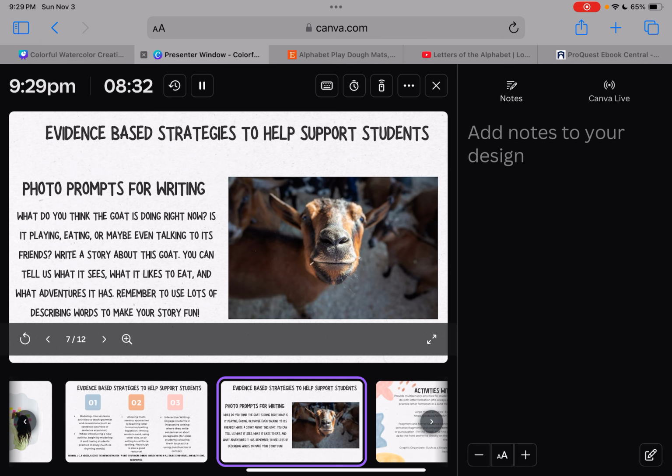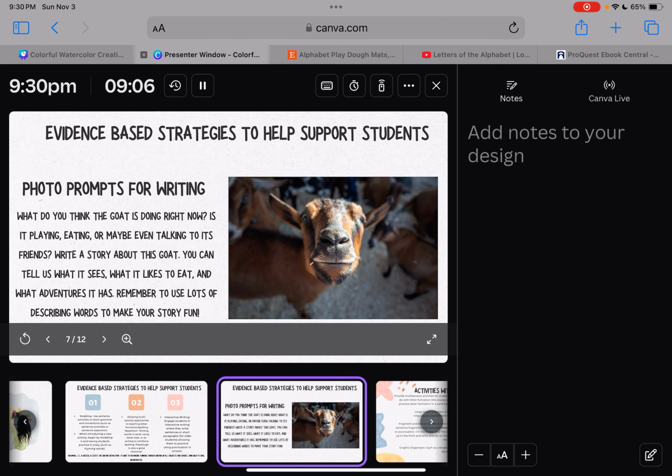So one thing that I really like to do with my older students is use photo prompts. Sometimes when my students are coming in the morning and I am working in a room, I will just stick a photo up and give a writing prompt. For this one, as an example, what do you think this goat is doing right now? Is he playing or eating? Maybe he's talking to his friends. Write a story about this goat. You can tell us what he sees, what he likes to eat, and what adventures he has. Use describing words, and you can put up some of those describing words on the board if you want to.